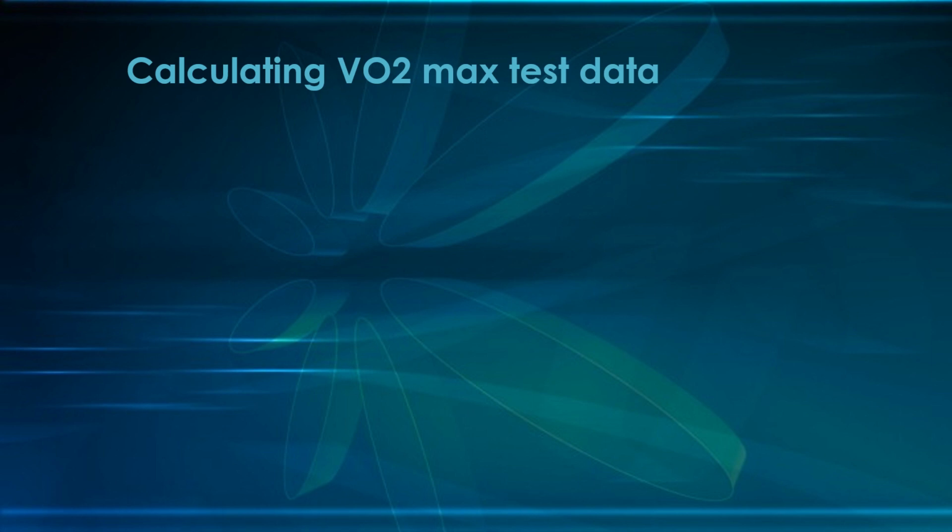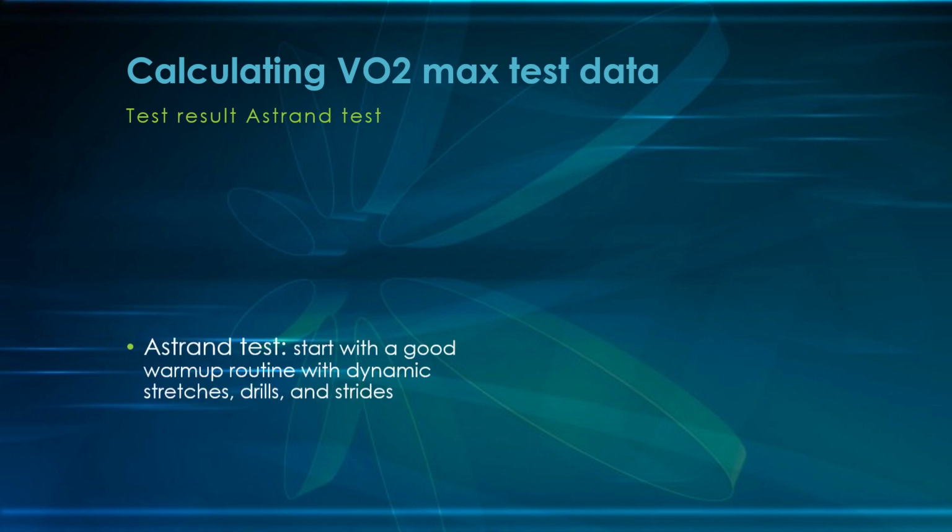So to calculate some of this data from a VO2 max test, I'm going to show you using the Astrand protocol. It's the one that I recommend. I'm going to take you in depth through an Astrand protocol run, but then I'll go at the very end and show you guys how you could do it with the VHIL protocol, the Taylor protocol, or the Birchford protocol.